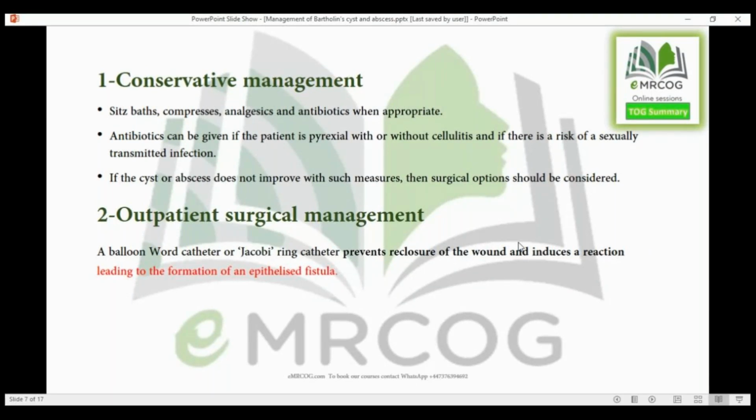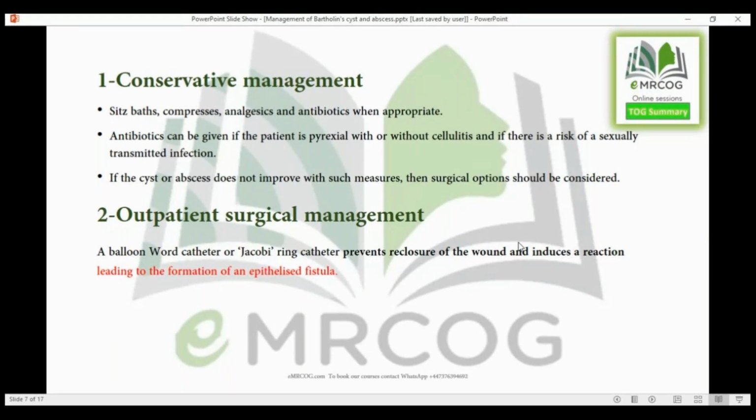Even abscesses, by the way, when they are very small, and this is the first time she's having this abscess, and she's not pyrexic, she's not having general malaise, she's not having signs of toxemia, you can not prescribe her antibiotics. This was mentioned in the strategy, but it's not mentioned here in the talk. With or without cellulitis, when you have pyrexia, this is an indication for antibiotics.